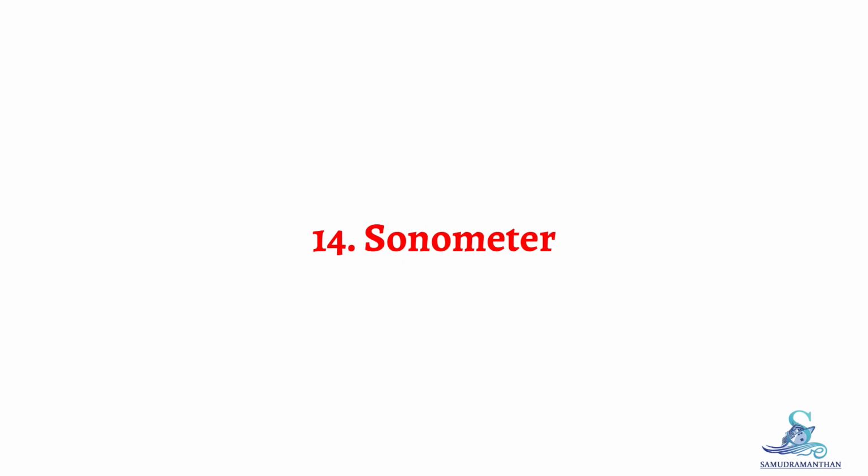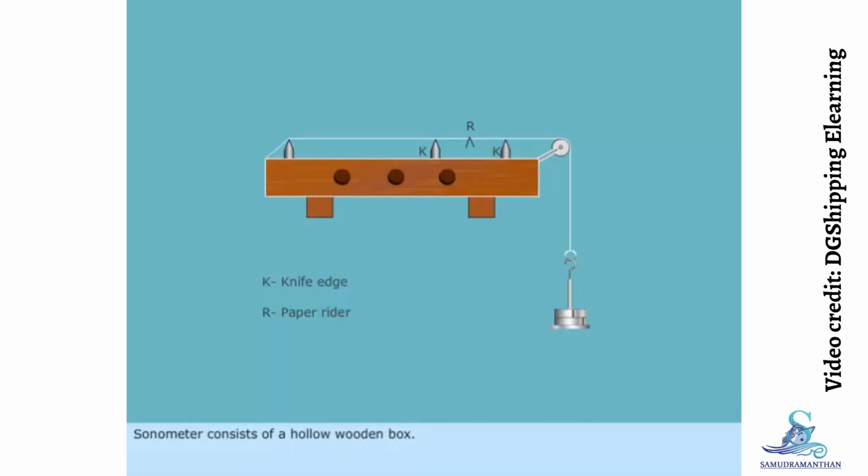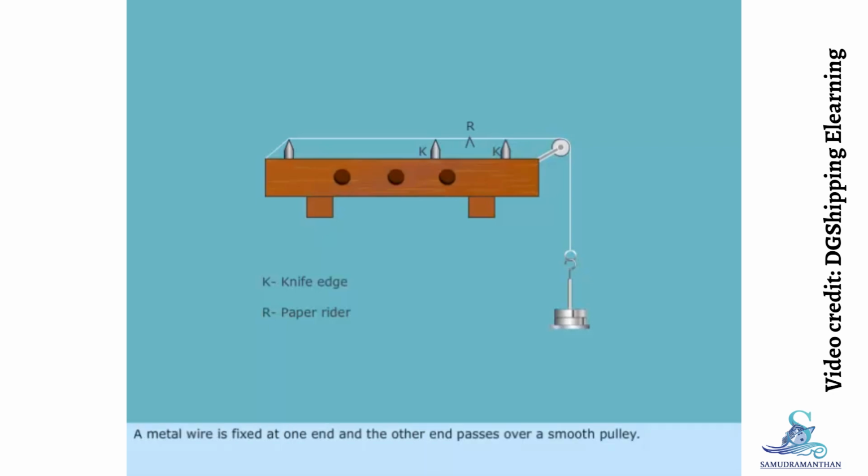Topic 14. Sonometer. Laws of vibration of a stretched string are demonstrated using a sonometer. A sonometer consists of a hollow wooden box. A metal wire is fixed at one end, and the other end passes over a smooth pulley. The metal wire is stretched between two knife edges as shown. The wire is kept taut by adding weights at one end.